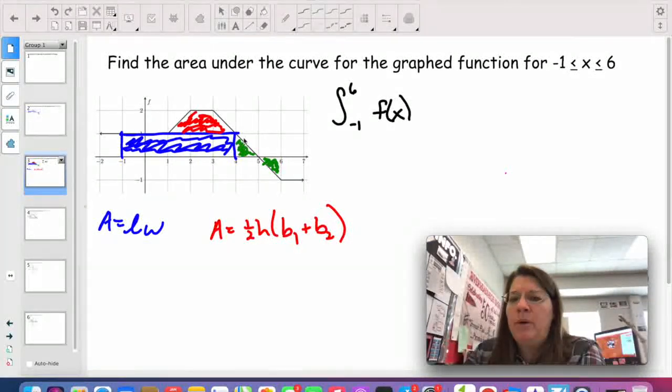And this one is above the x-axis, so it's positive. This one is below the x-axis, so it will be negative. So these 2 will end up canceling each other out. So if I find the area of the blue section plus the area of the red section, and the green sections cancel each other out, the area of the blue plus the area of the red is going to be the area under the curve for this function.